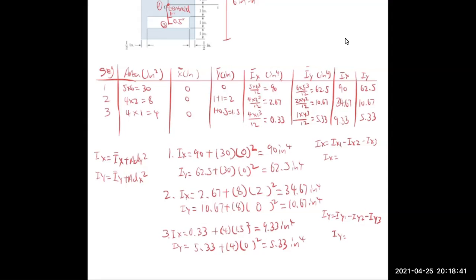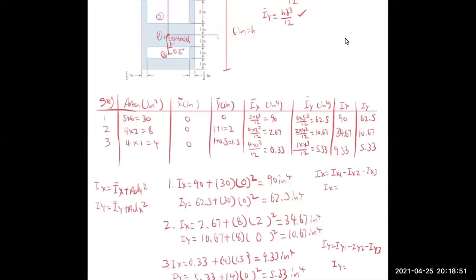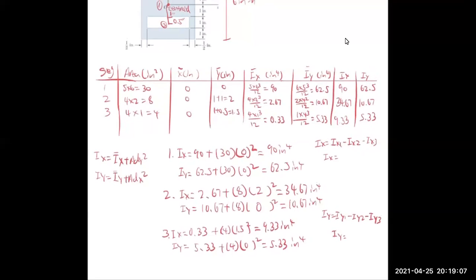Okay, so what I'm going to do at this point is take Ix. The final moment of inertia along the x direction will be Ix1 minus Ix2 and minus Ix3, because segments 2 and 3 are empty space. They're not solid matter there. That's why I didn't consider them as negative values while doing this table, but at the end I'm going to subtract them. So this one will be 90 minus 34.67 minus 9.33.